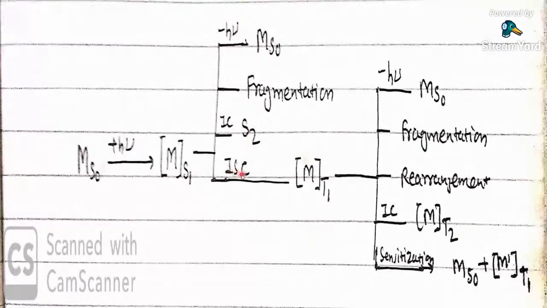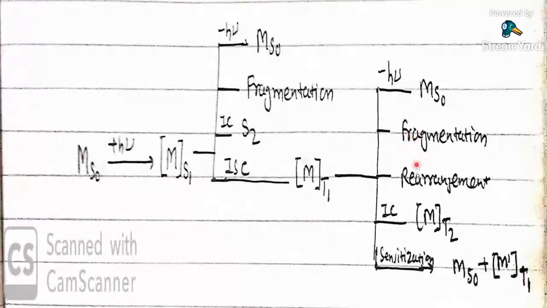Now if the molecule is coming through the intersystem crossing, then it will come to the triplet state. In that triplet state, as the molecule stays for a longer time period, that is 10 to the minus 4 second, it has different possibilities. It may come to the ground state with the emission of radiation, which is called phosphorescence. Second, it may undergo fragmentation, for which we will study the Norrish type 1 and Norrish type 2 reactions.